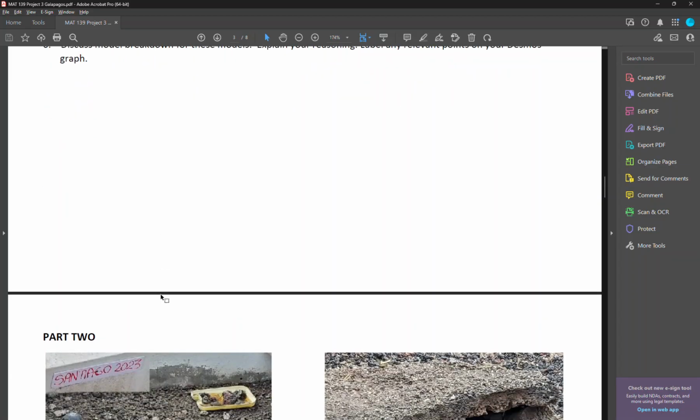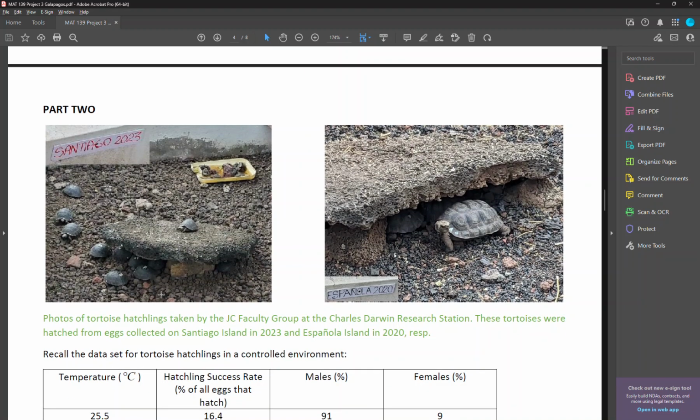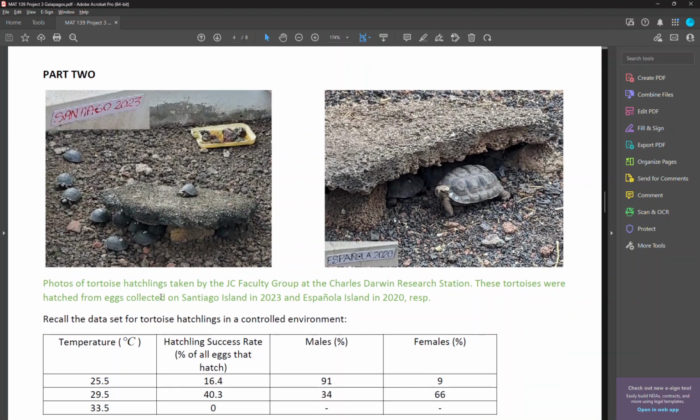Now we're also ready to talk about part 2. These photographs right here were taken by a few of the faculty on the trip. So we took pictures of these little tiny baby tortoises. These ones had been collected as eggs in 2023 from the island Santiago, so they're very small. This one's getting a little bit larger now. It was collected as an egg in 2020 from the Española Island.